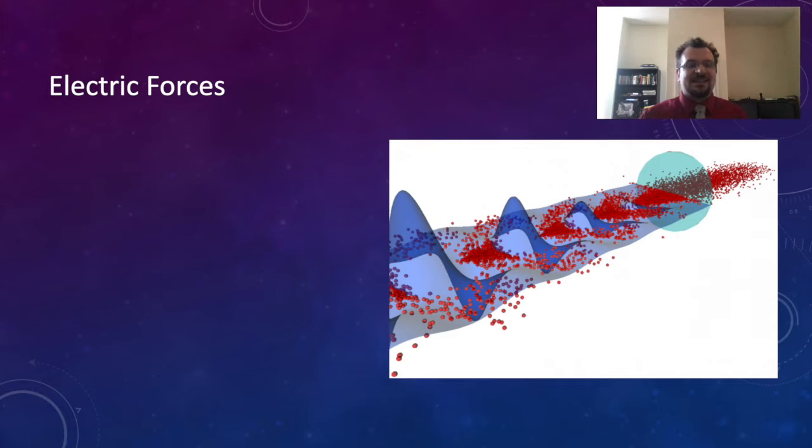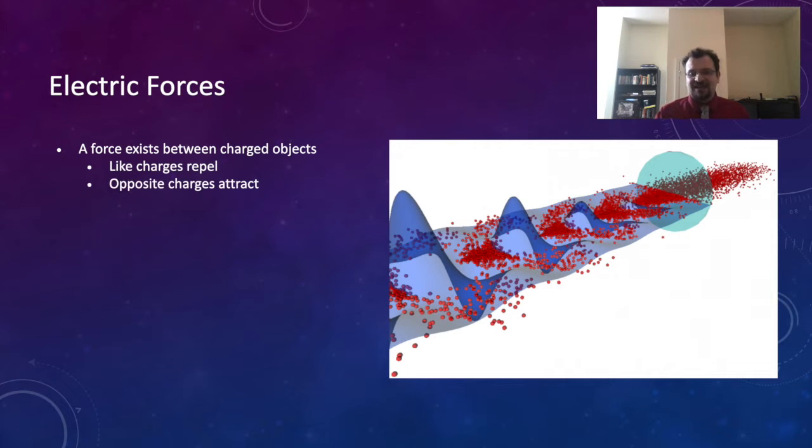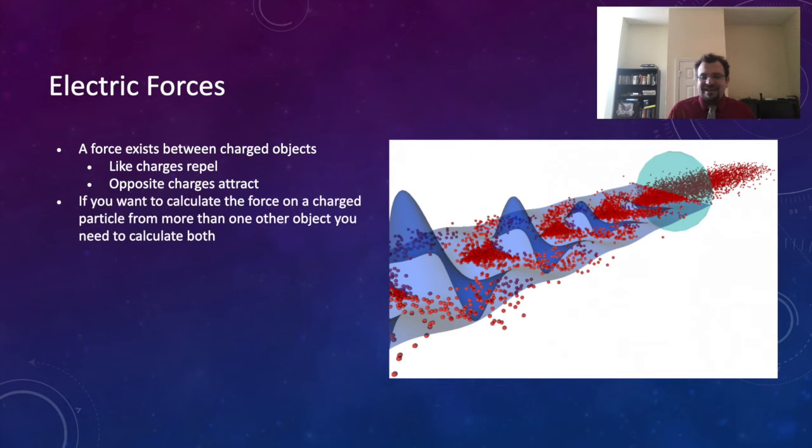Let's first define this. An electric force exists between two charged objects, and what causes it is the interaction of the electric fields of object 1 and object 2. And as you know from first grade science, like charges repel and opposite charges attract. And if you want to calculate the force between multiple objects, like if you have three, first what you need to do is calculate the force between these two, and then calculate the force between these two, and if you care, also the one between those two.